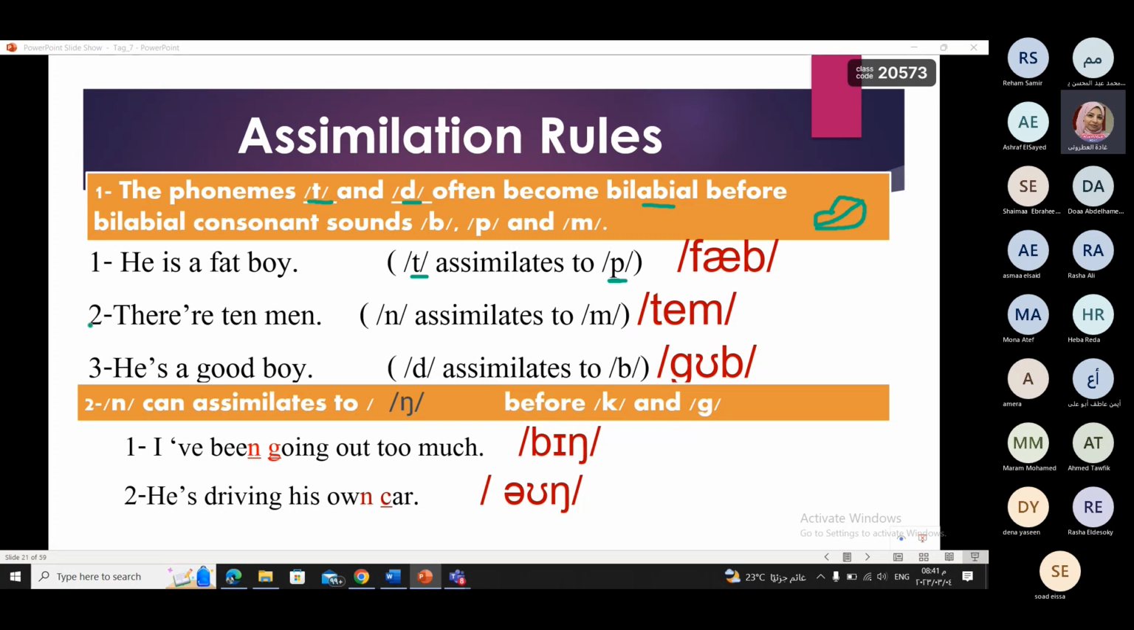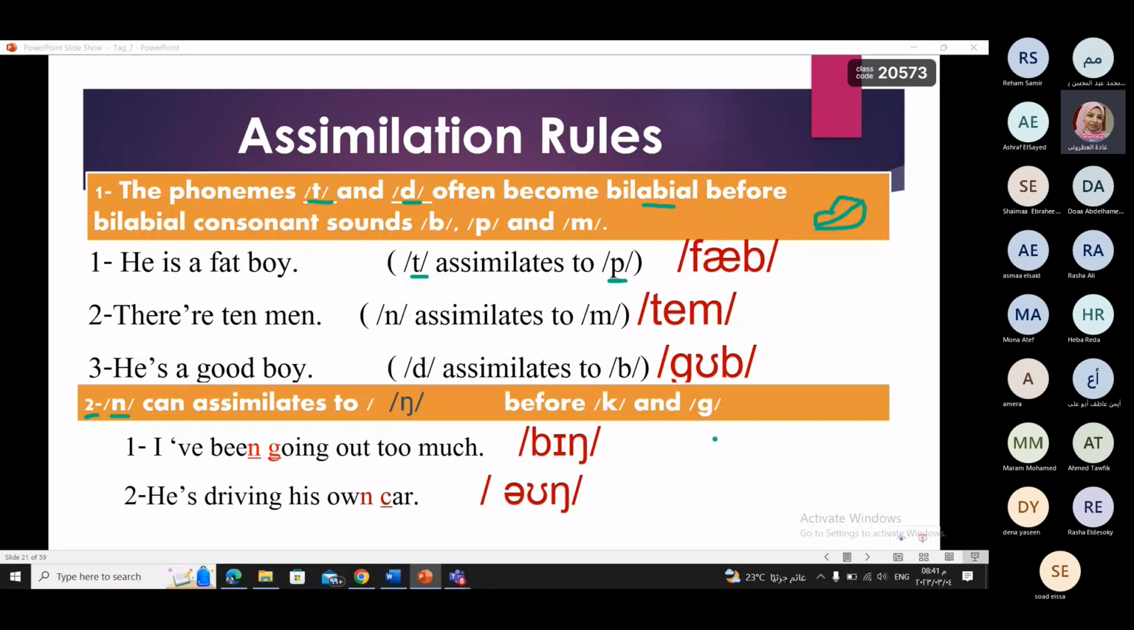Excellent. What about number 2? There are ten men. Yeah, excellent. There are ten men. It's not ten, it becomes tem men. Excellent. Okay. The second rule says that the N sound can assimilate to ng before K and G.